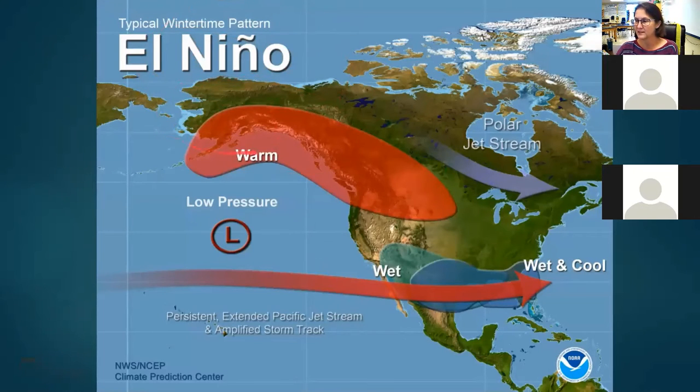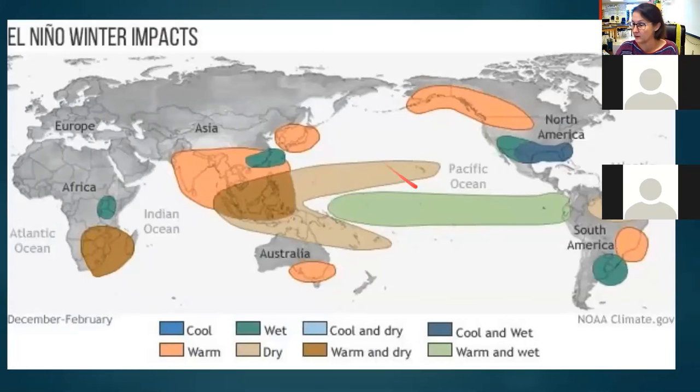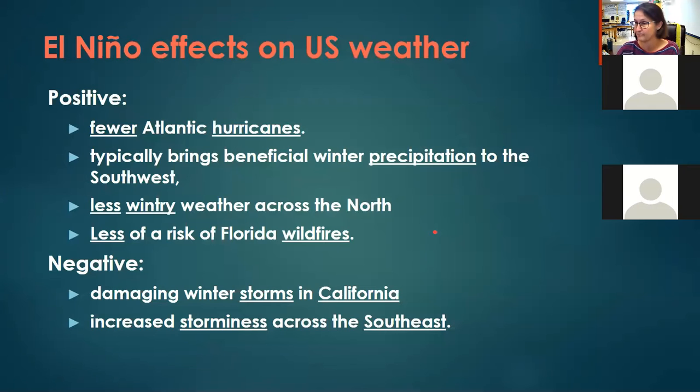So a typical wintertime pattern is El Nino. We have warm wind here. We tend to be wet and cool in the south, warm and dry in the northwest. You can see here, warm and dry. You can see different winter impacts, and it happens at Christmas. We're going to feel the impacts at Christmas.